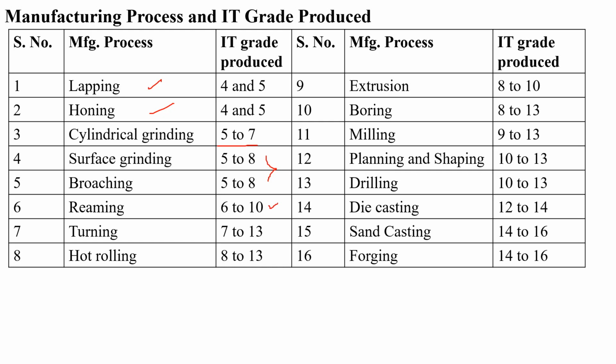Turning operation is 7 to 13. Hot rolling is 8 to 13. Extrusion process is 8 to 10. Boring process 8 to 13. Milling process 9 to 13. Planing and shaping process is 10 to 13, and drilling process also 10 to 13. Die casting process is 12 to 14. Sand casting process is 14 to 16. And finally, the forging process produces IT14 to IT16.